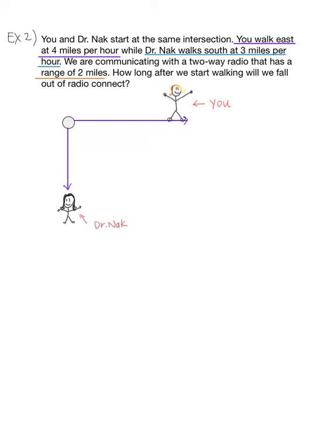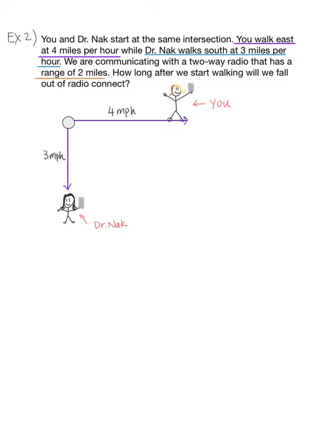Check this out. Okay, so pretend that this is the intersection that the problem states. We're going to start at the same intersection, and you are walking towards east at 4 miles per hour. So let me just write that out. Miles per hour. And then I am traveling down south at 3 miles per hour. And those gray rectangular things are supposed to be the two-way radios. Yes, I know. Please do not be jealous of my artistic talent.